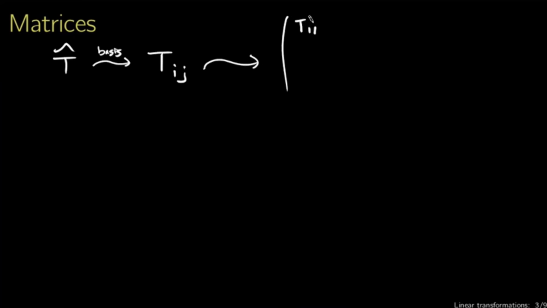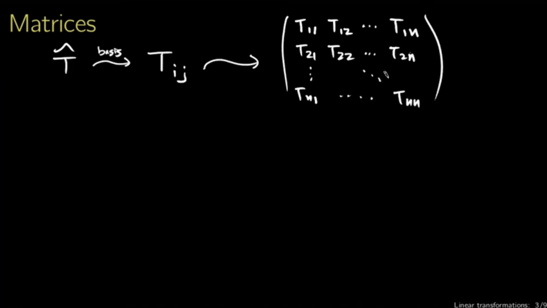Upper left we have t11, then t12, up to t1n. Second row we have t21, t22, up to t2n, going all the way down to tn1, and all the way over to tnn. So that's the structure, and that's how we write these things as matrices.